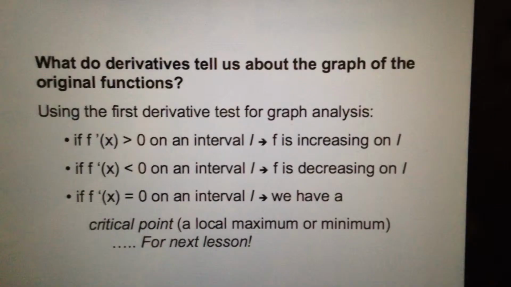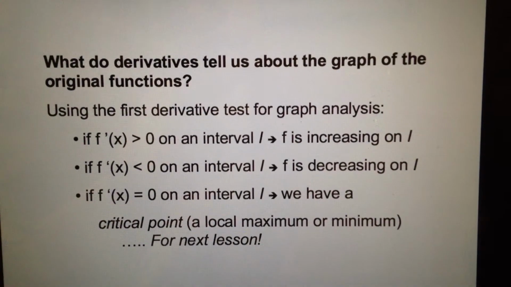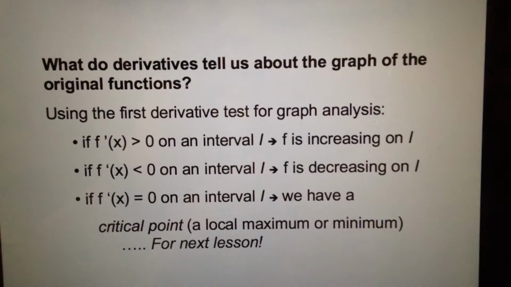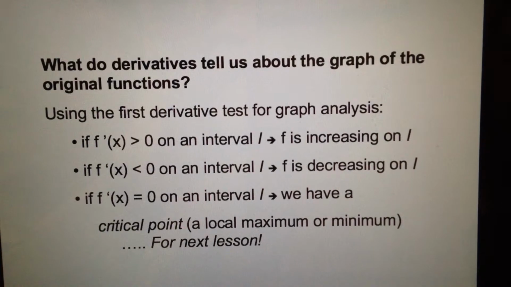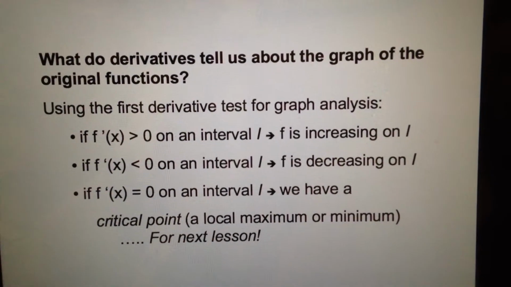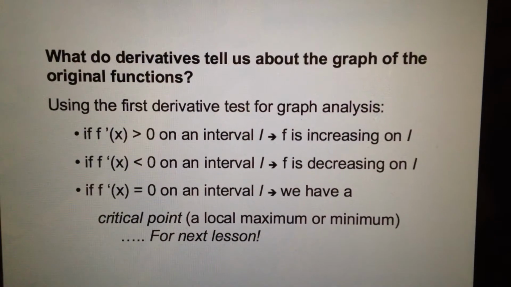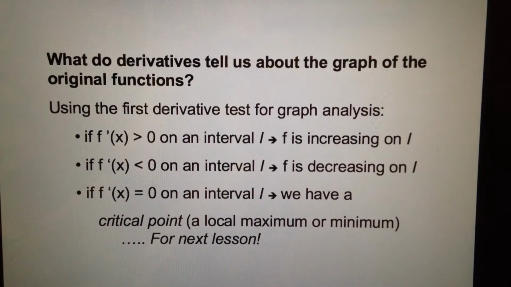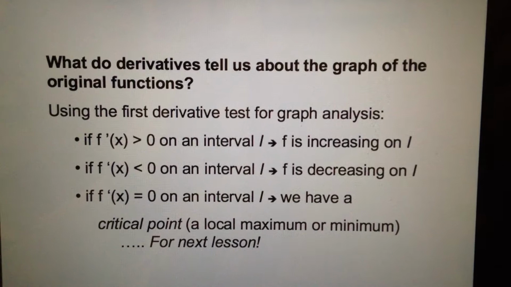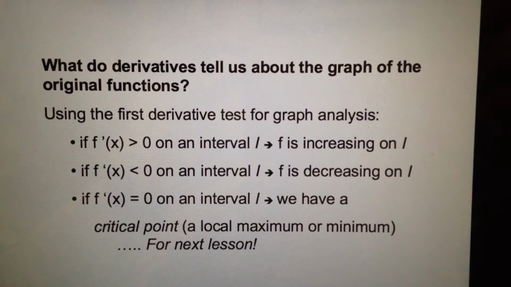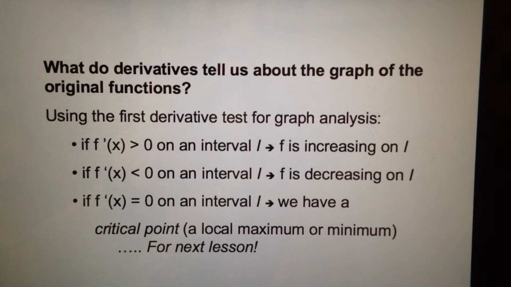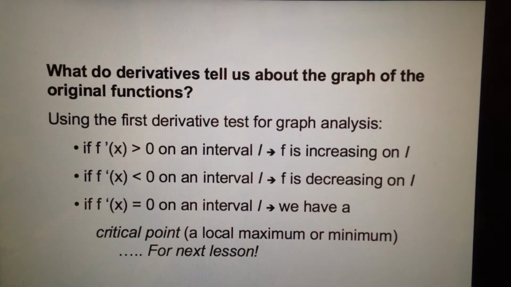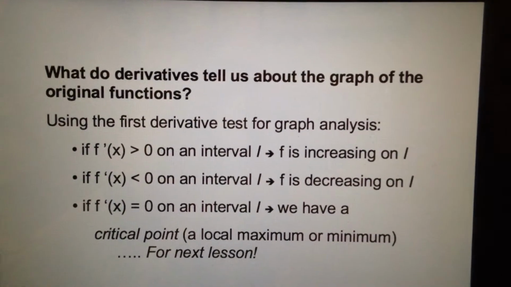So this was a very brief overview, and we'll do a lot more examples of what derivatives can tell us about the graphs of the original functions. We call this, when we use the first derivative, the first derivative test. Basically, if f prime of x is greater than 0 on an interval, then the graph of that function is increasing on that interval.